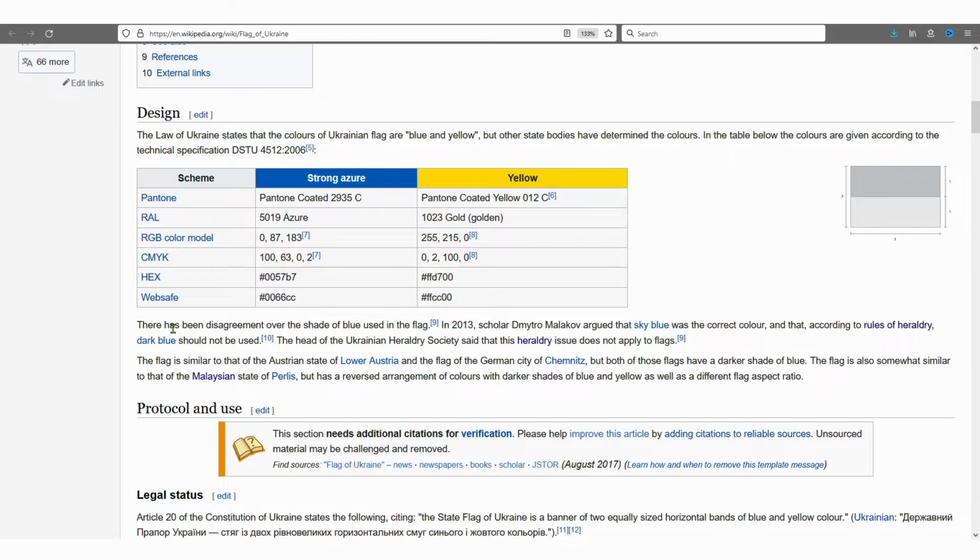Now, looking at this paragraph, there has been disagreement over the shade of blue used in the flag. In 2013, scholar Dmytro Malikov argued that the sky blue was the correct color, and that according to rules of heraldry, dark blue should not be used. The head of the Ukrainian Heraldry Society said this heraldry issue does not apply to flags. These scholars and flag experts in Ukraine disagree about the shades of color, and the Ukrainian government has not issued an official specification for the colors. And this is why there's some confusion about the colors.